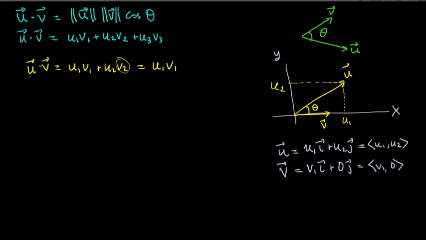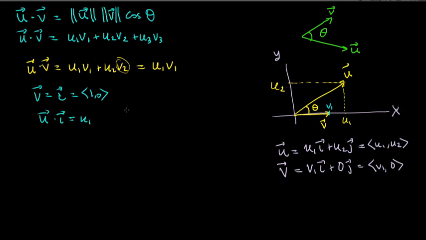And notice that if I take u1 times v1, remember v1 is just that number there. If v1 happens to be 1, in other words, if v is the vector i, so 1, 0, then u dot i is just u1, which is this component here.